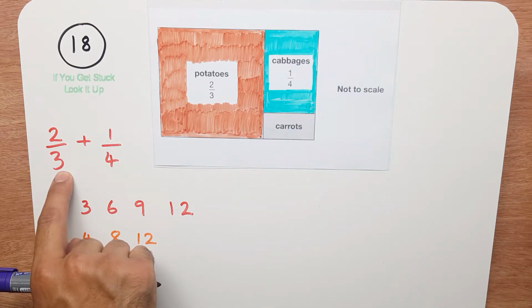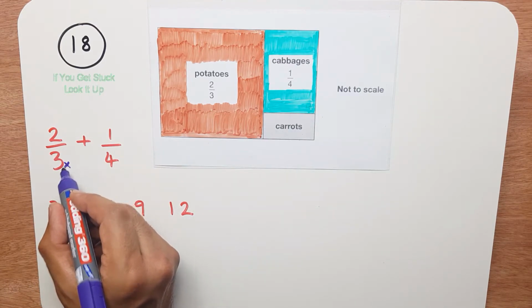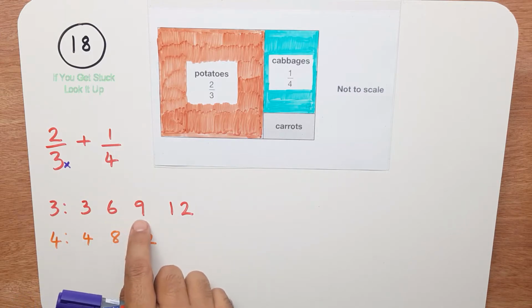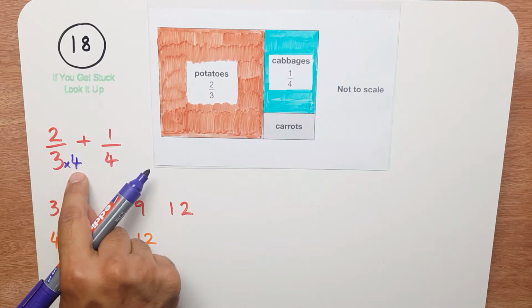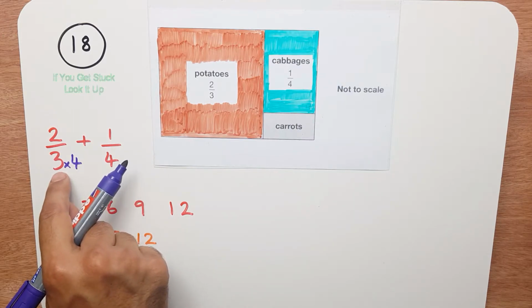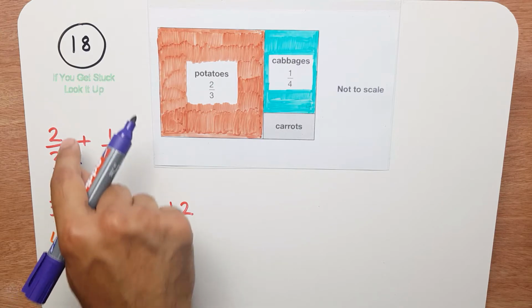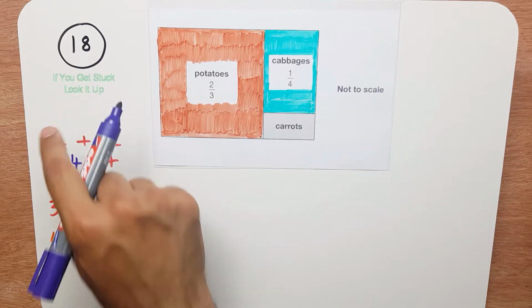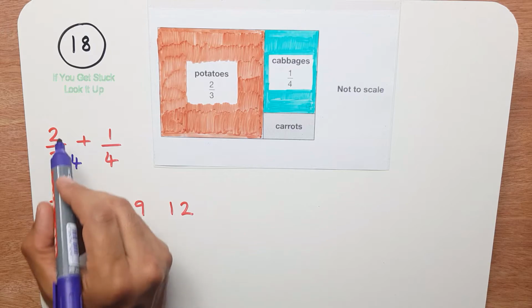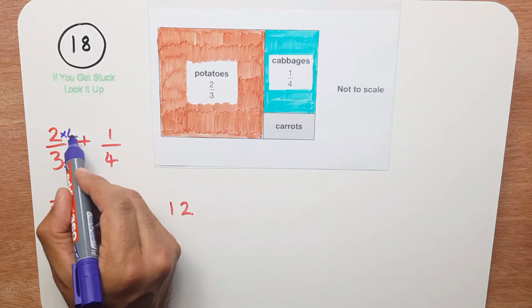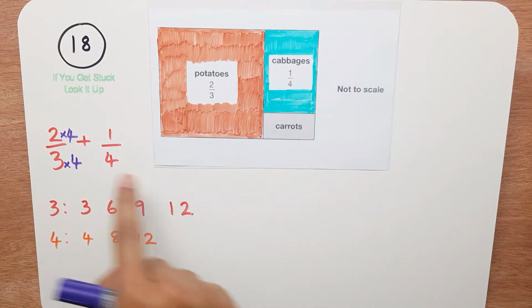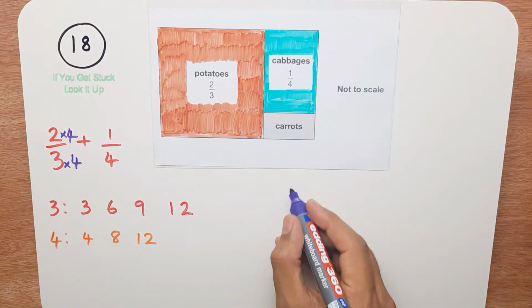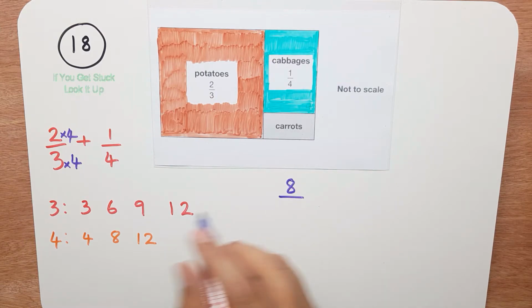So I have to try to change this 3 into a 12 and this 4 into a 12. How do I get a 12 from 3? I have to multiply it by 1, 2, 3, 4. I have to multiply it by 4. So 3 times 4 is 12. Whatever I do to the bottom number or the denominator, I have to do to the top number or the numerator. So I've multiplied this by 4. I have to multiply this by 4. So this fraction here, I'm going to write here. So it's 2 times 4, which is 8. And 3 times 4, we know it's 12.